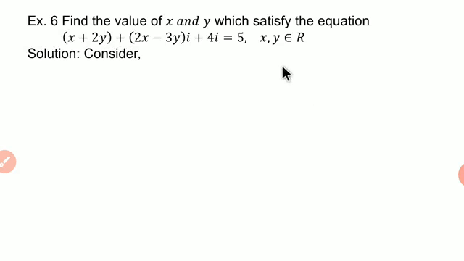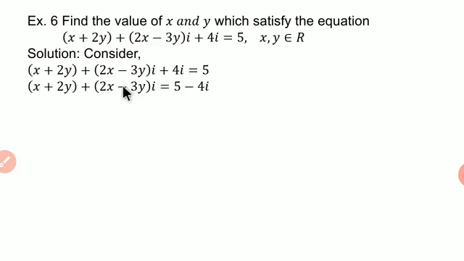Find the value of x and y which satisfy the equation x plus 2y plus 2x minus 3y into i plus 4i is equal to 5, where x comma y belongs to real numbers. We have to simplify this, and our aim is to find the values of x and y. So consider the given term. Taking this 4i to the RHS, it becomes negative. So we get x plus 2y plus 2x minus 3y into i is equal to 5 minus 4i.